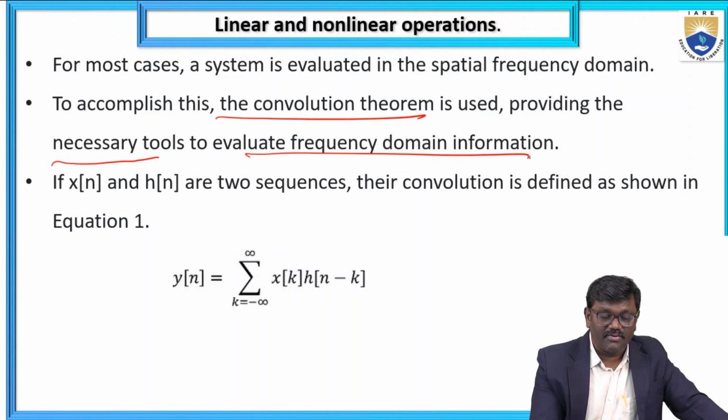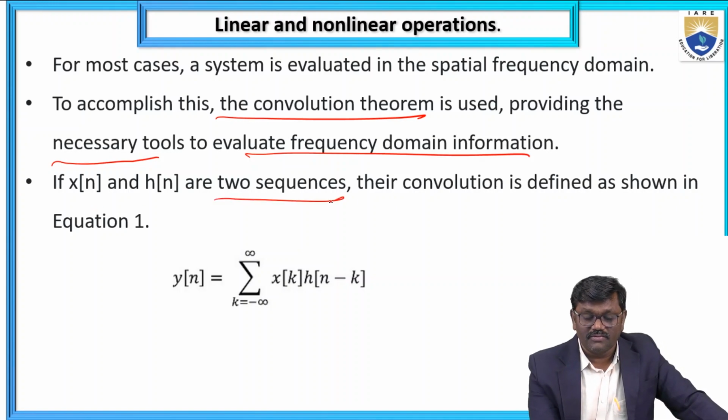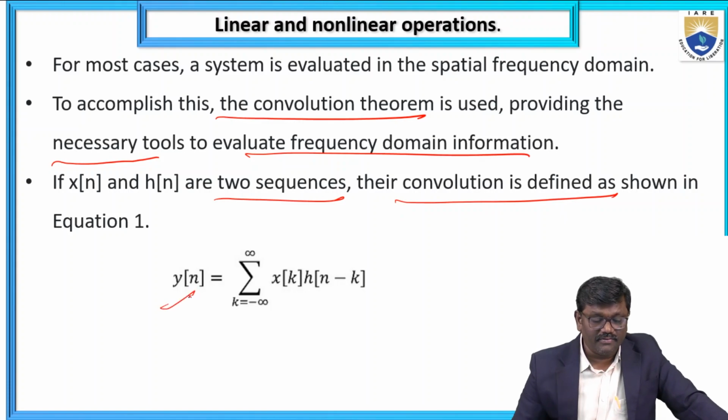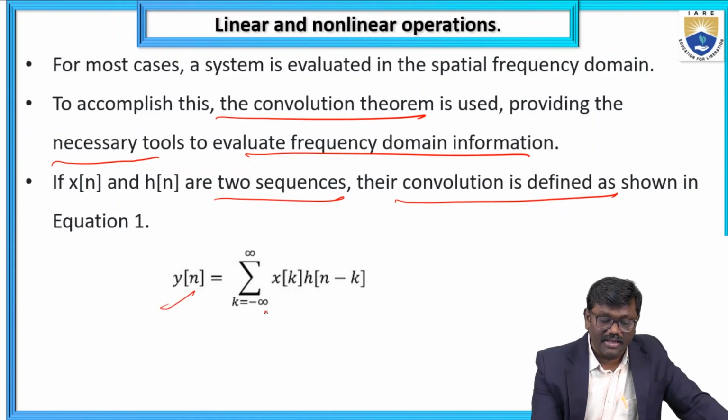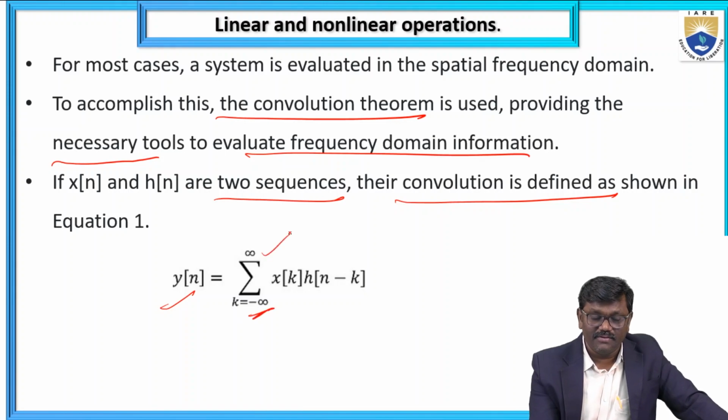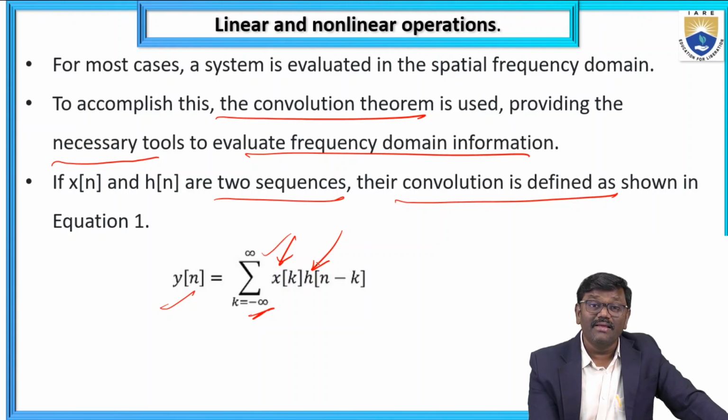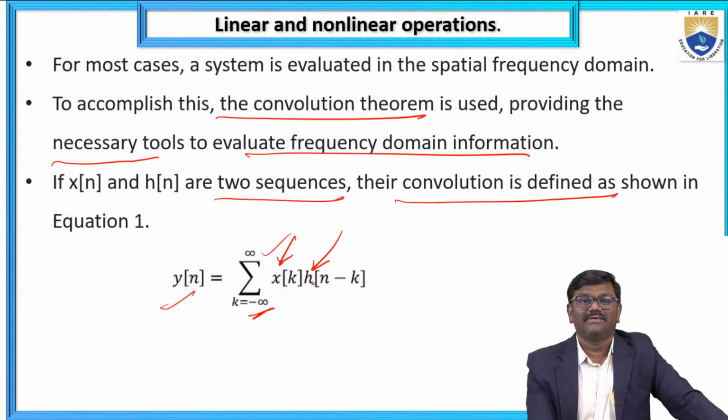So let us take two sequences. Their convolution is defined simply as y of n is equal to the summation over k from minus infinity to plus infinity of x of k h of n minus k. What is x? It is the input. What is h? It is the operator, the linear image processing operator.